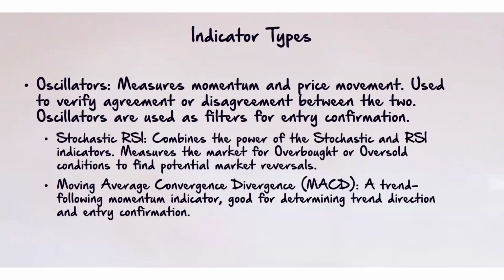Oscillators measure momentum and price movement, and they are used to verify whether the two agree or disagree. So oscillators are used sometimes as filters. Why do I say filter? So you have a trend, the market is going to trend, and you know which side the market is going to go, the upside. Then you want your indicator.